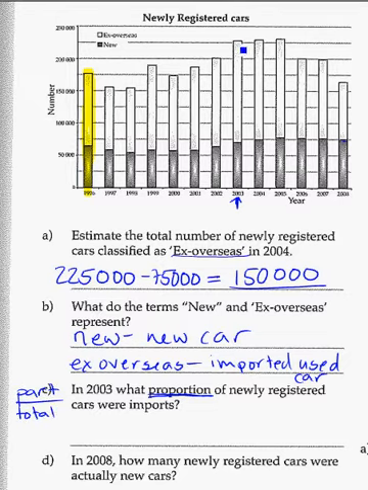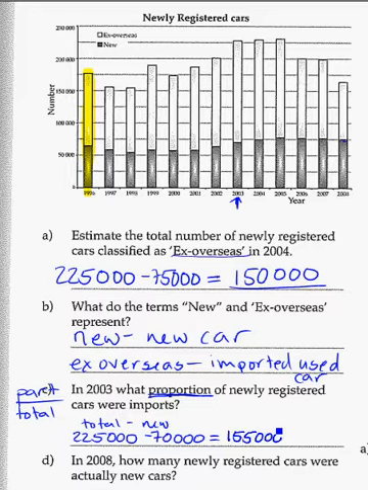So the total in this case for 2003 is still roughly 225,000. And the number of new cars here, it's a little bit less, so maybe we'll round down to 70,000. So if we subtract the total minus the new, this will give us our imports. So that comes out to be 155,000. So 155,000 of the 225,000 are going to be X overseas vehicles, or our imported vehicles.